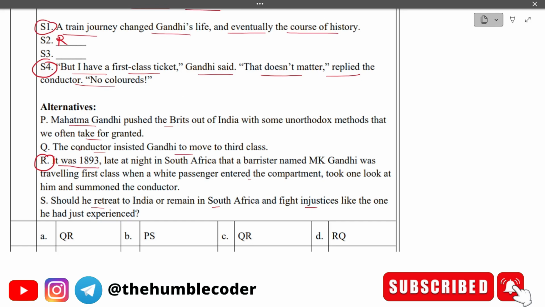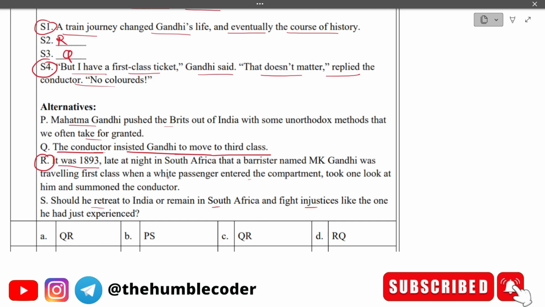So option R is the correct place in sentence 2 because it is setting the scene by providing essential background details like time and place and Gandhi's status, right? So all these things are mentioned there. That is why R will come in the first sentence, and then in the third sentence will come Q. Okay, so Q, that is the conductor insisted Gandhi move to the third class. So Q basically is describing the immediate trigger of the dramatic exchange.